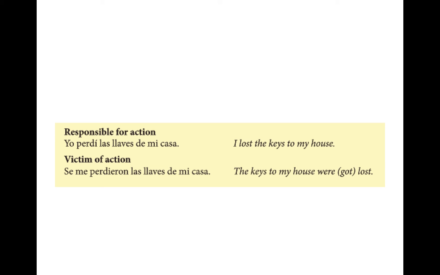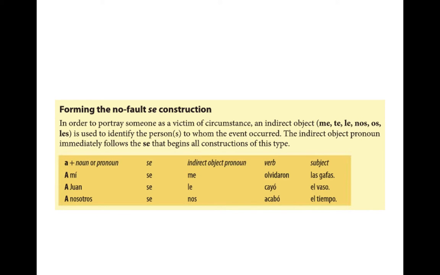So, look, the victim of the action sentence in Spanish. Se me perdieron las llaves. SE will never change. It is followed by the person, the victim, right? That happened to me. The verb is either singular, third person, or plural, third person. And it is plural because you have las llaves. The keys are plural. Se me perdieron las llaves de mi casa. So this is how you form the no fault SE construction, right?